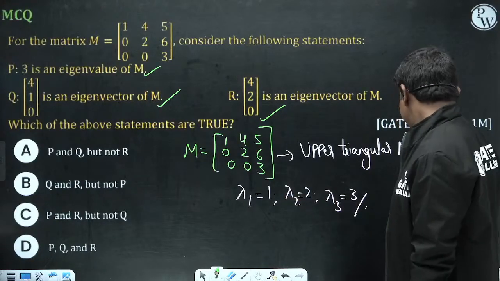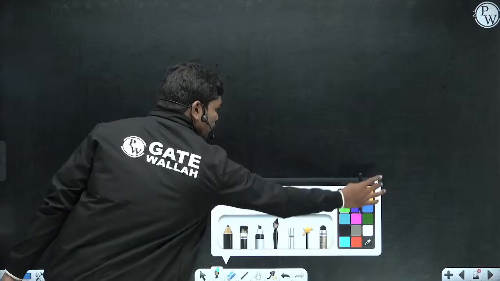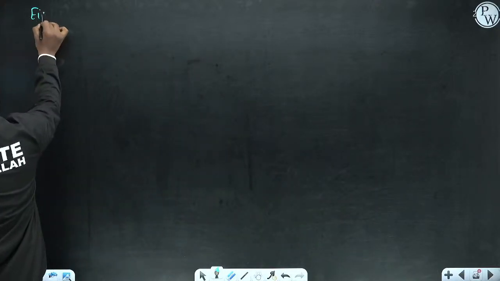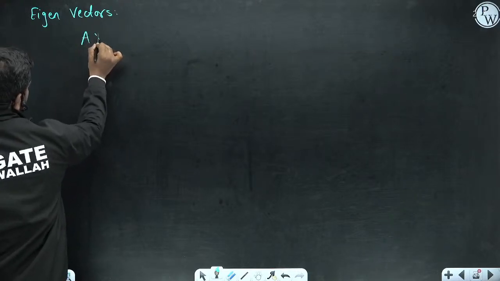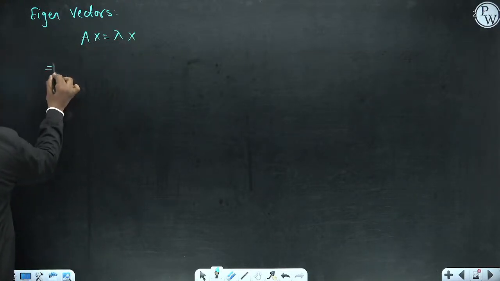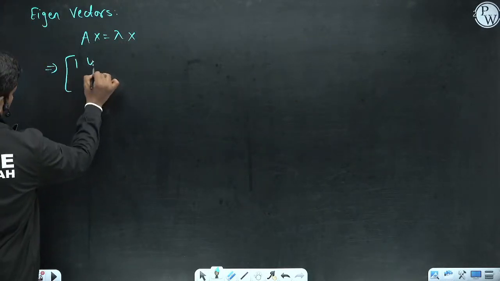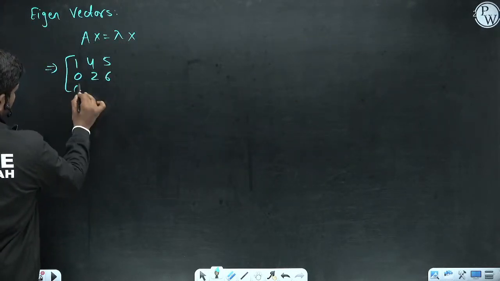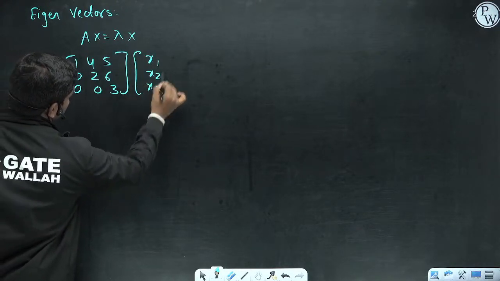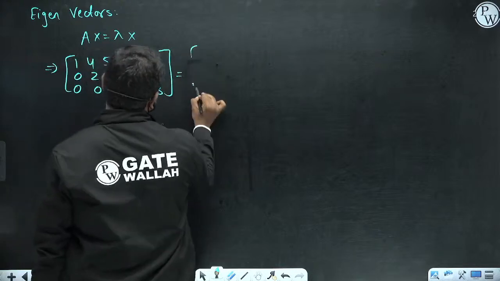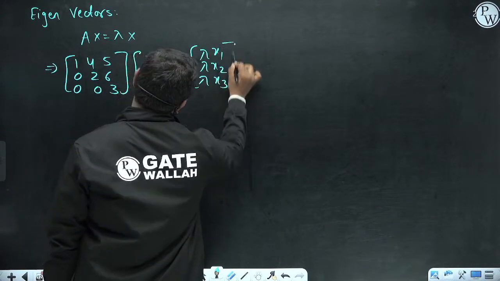So λ is equal to 1, 2, 3. So first let us calculate the eigenvector. The eigenvector is basically Ax = λx. The matrix given is [1 4 5; 0 2 6; 0 0 3], multiplied with x1, x2, x3, equals λx1, λx2, λx3.